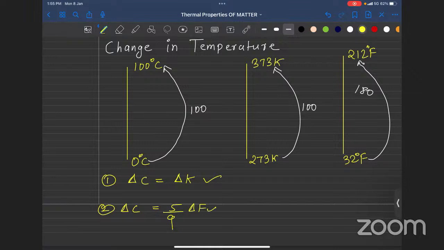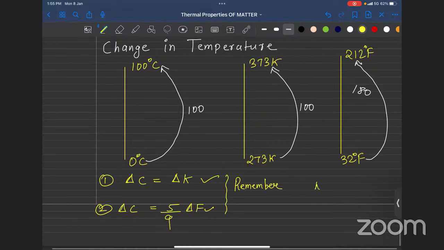This also you must remember. Please remember both of these things, okay? It's very, very important. Remember this. Now, K is equal to C plus 273.